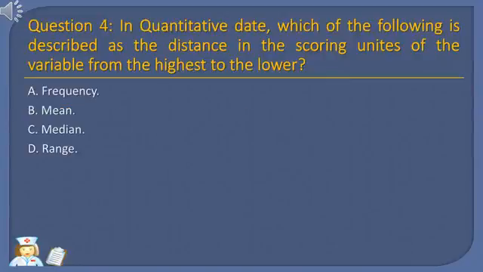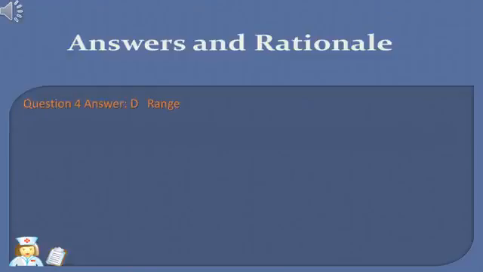Question 4. In quantitative data, which of the following is described as the distance in the scoring units of the variable from the highest to the lowest? A. Frequency. B. Mean. C. Median. D. Range. Question 4 answer. D. Range.